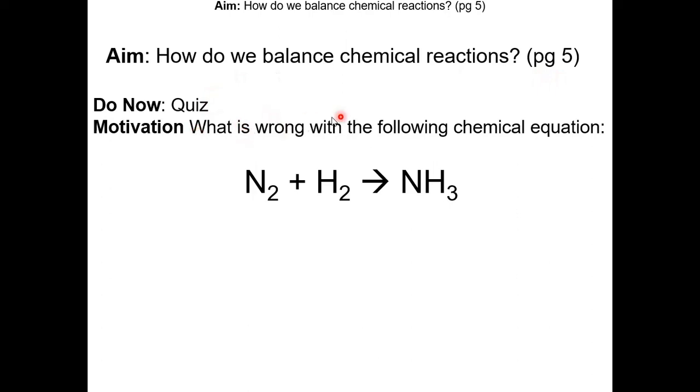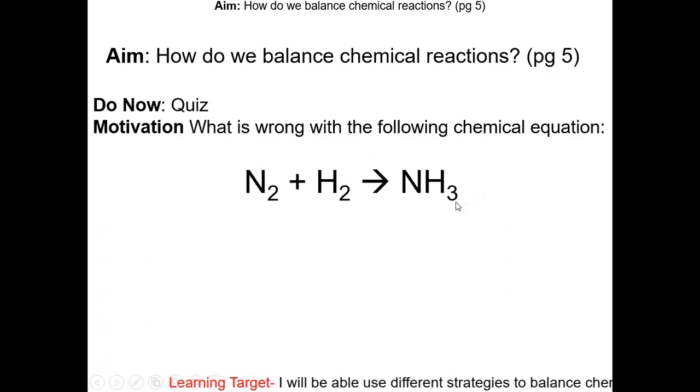Motivation. What is wrong with the following chemical reaction? We have N2 plus H2 gives us NH3. Notice we have two nitrogen atoms, but here we only have one. Here we have two hydrogen atoms, but we have three here. So this reaction is unbalanced. We don't have the same amount of atoms on both sides of the equation.